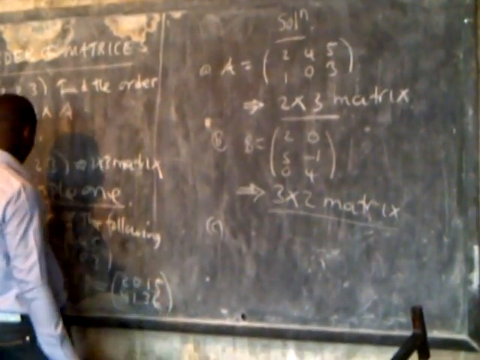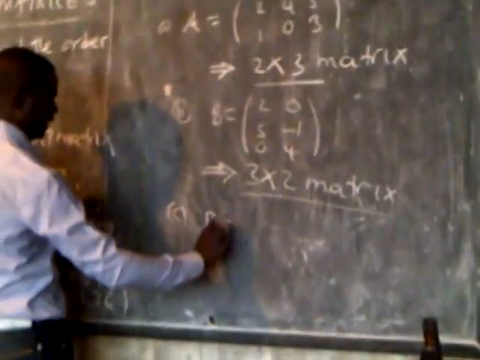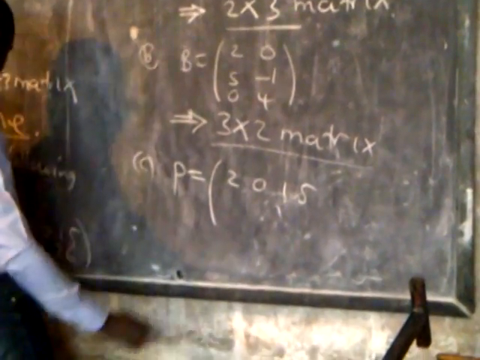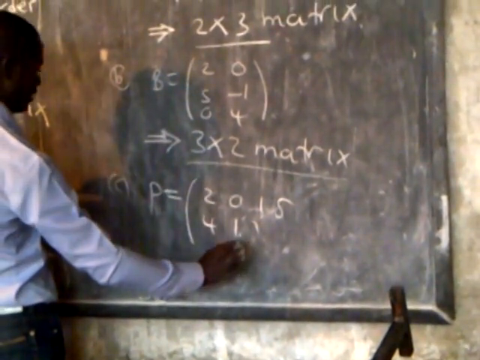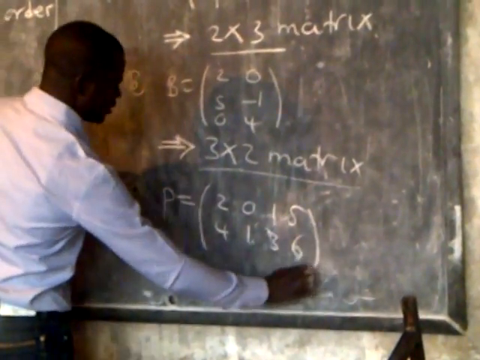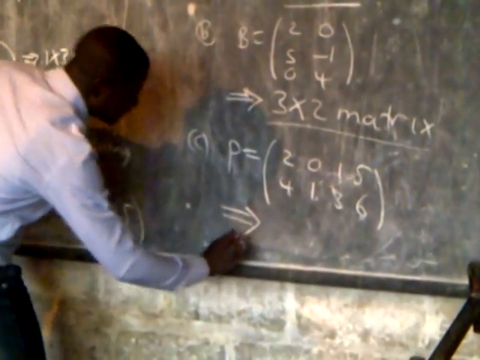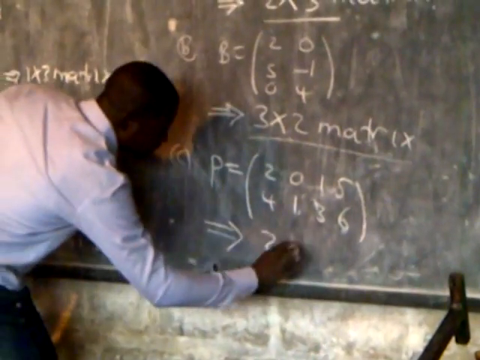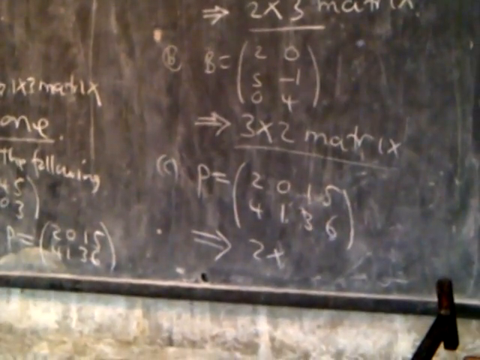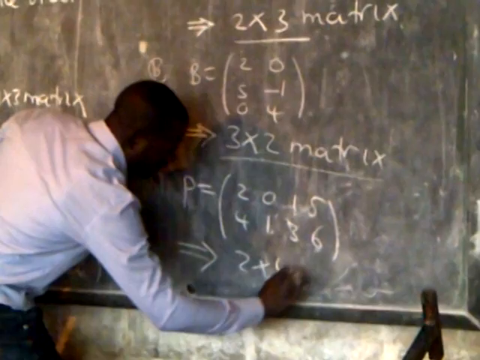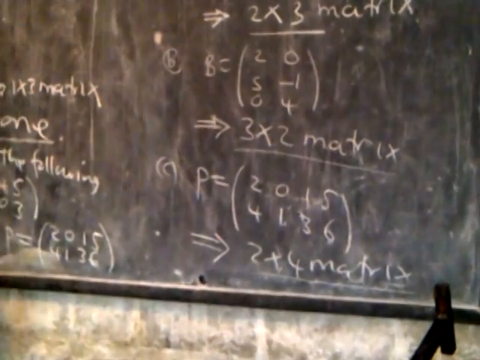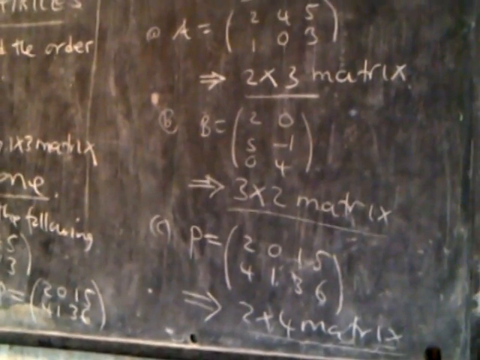Number C. Matrix P, which is 2, 0, 1, 5, then we've got 4, 1, 3, 6. So this implies that, how many rows are there? 2. How many columns? 1, 2, 3, 4. Yes. So it's a 2 by 4 matrix. So this is how we calculate the order of a matrix.